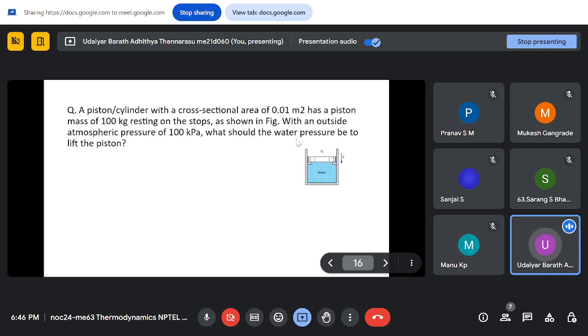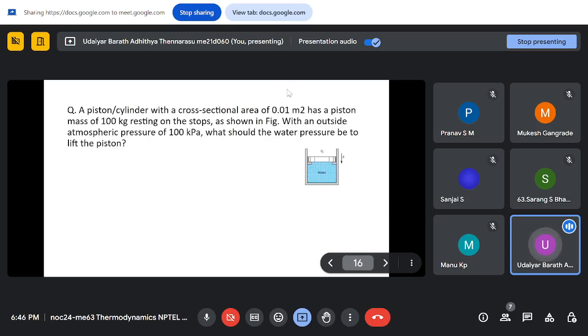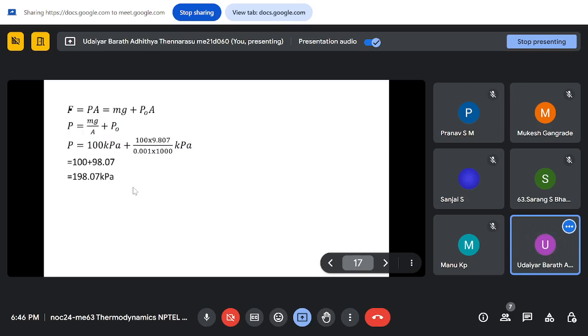Here we are assuming it's a frictionless piston, so in that case it will be this pressure. If you consider friction, then the pressure may go up. So the assumption made here is that your piston is frictionless. There is no friction acting between the cylinder and the piston. So this is the pressure.